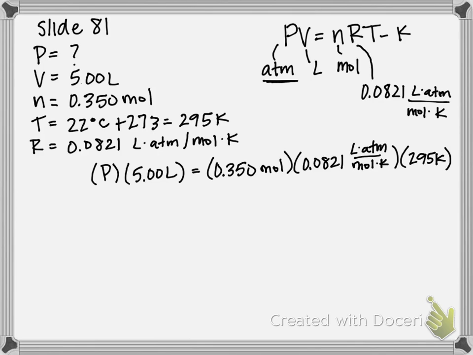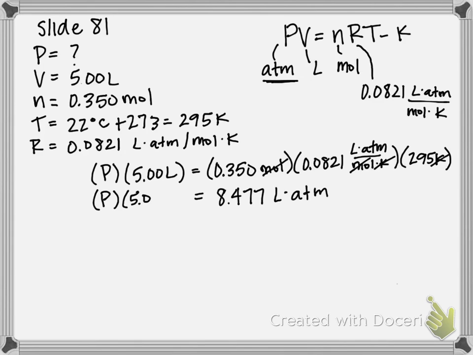So if we look now, we can cancel out moles and moles, Kelvin and Kelvin. That leaves me with units of liters and atmospheres, and once we rearrange everything, our liters should cancel out. We'll be left in units of atmospheres, which is our pressure unit, which is what we're solving for. So we're going to multiply 0.350 times 0.0821 times 295 to get 8.477, and that's in units of liters and atmospheres currently.